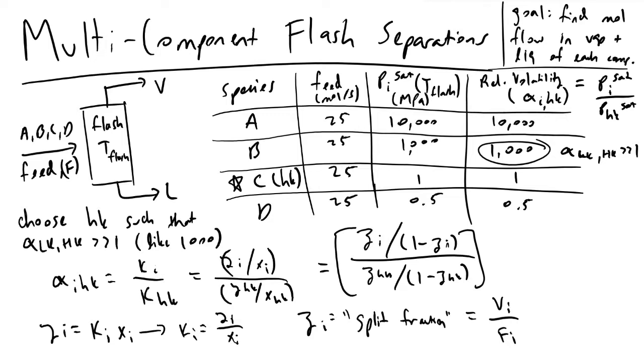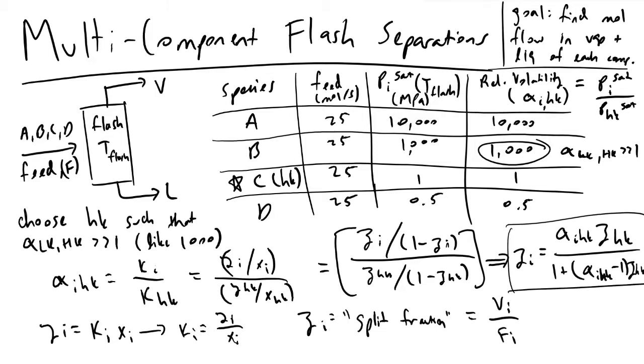And if we continue this algebra and we now isolate z sub I, what we'll find is that the split fraction of a component I is equivalent to the relative volatility of component I to the heavy key, which we have from the table above, times the split fraction of your heavy key component divided by 1 plus quantity relative volatility of component I to the heavy key minus 1 times the split fraction of your heavy key component.